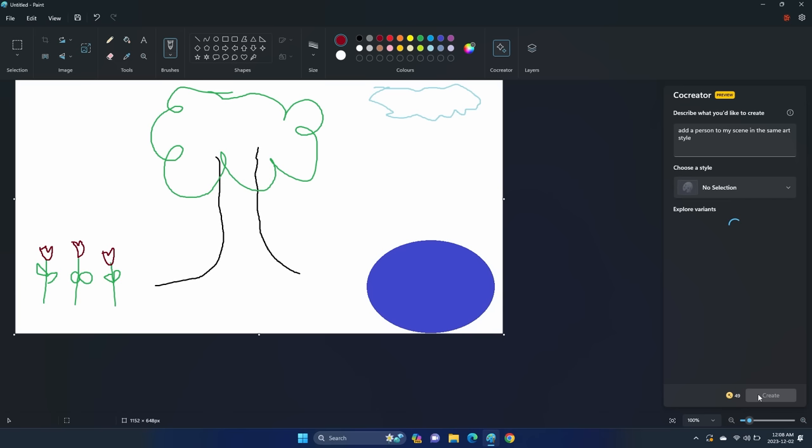I have a feeling it's going to struggle with the art style. Yeah, there's no way. I just want to see it try. It's thinking for a minute. Wow. Interesting. It did try. Okay, let's try something else.